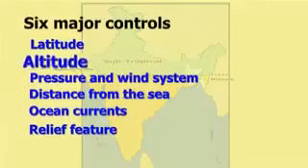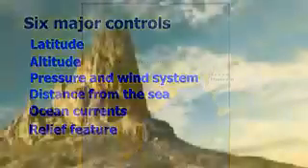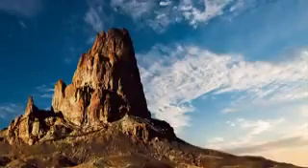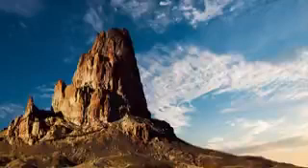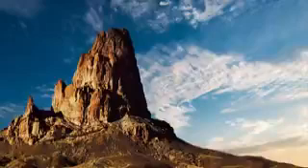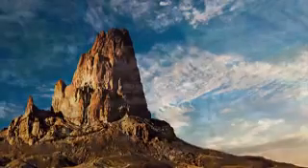The second factor is altitude. Now you must know that there is a decrease of 1 degree for every 166 meters rise in height. This is because as one goes from the surface of the earth to higher altitudes, the atmosphere becomes less dense and the temperature decreases. The hills are therefore cooler during summers.